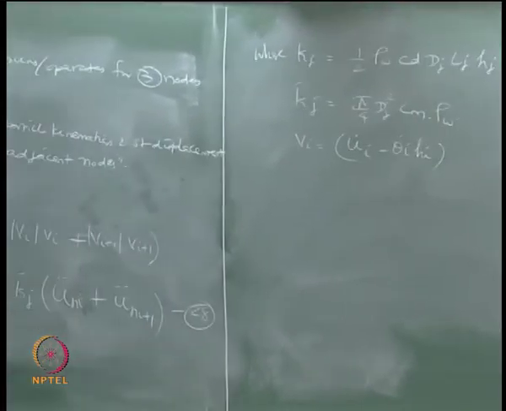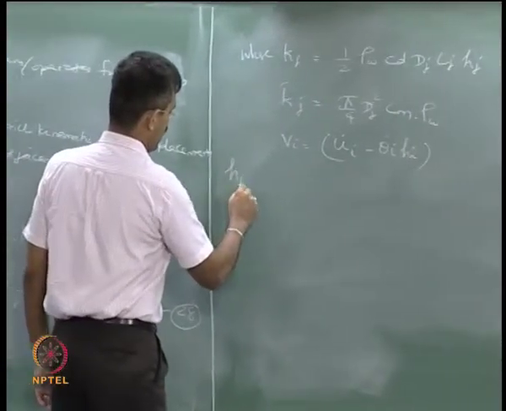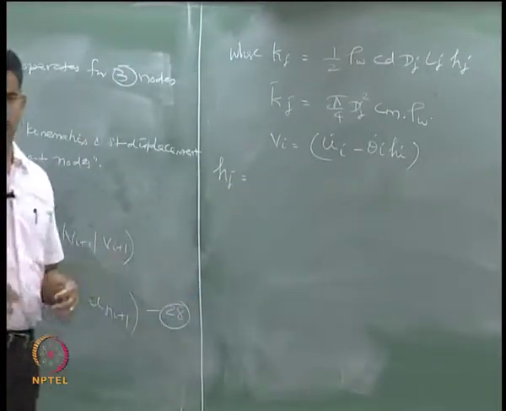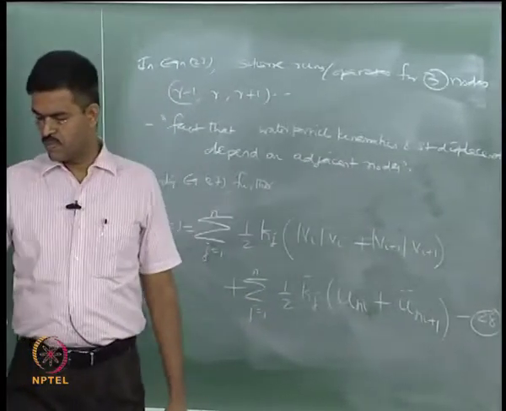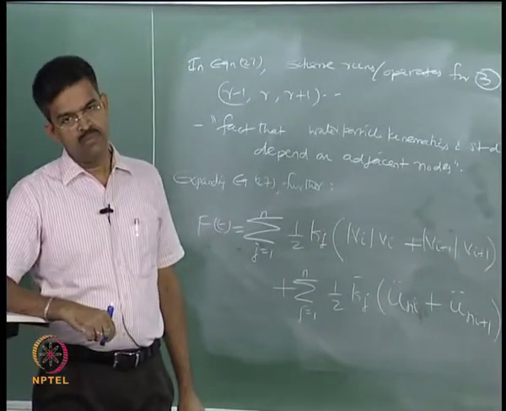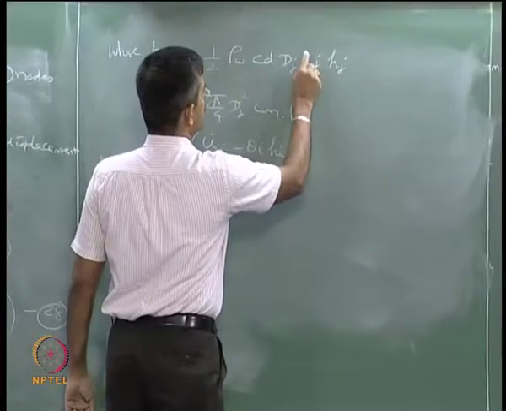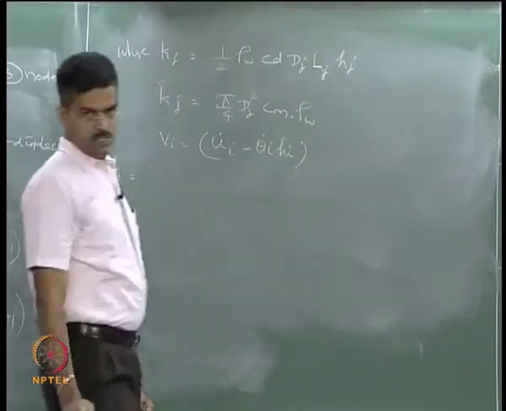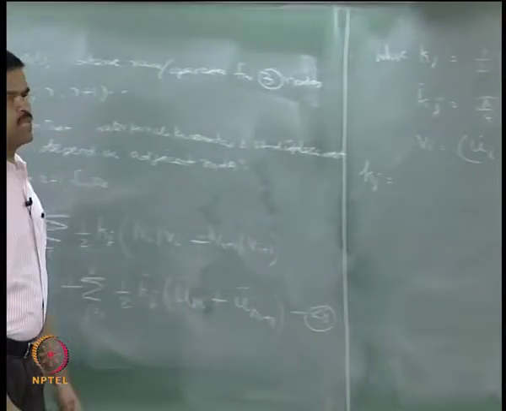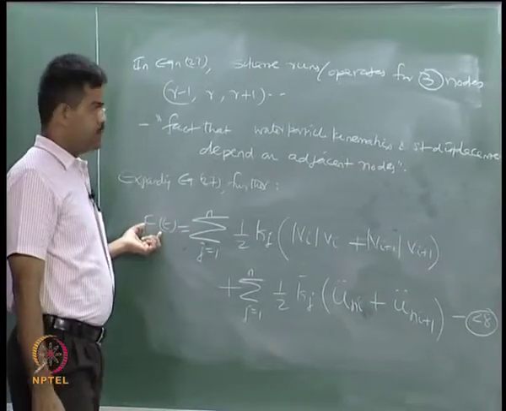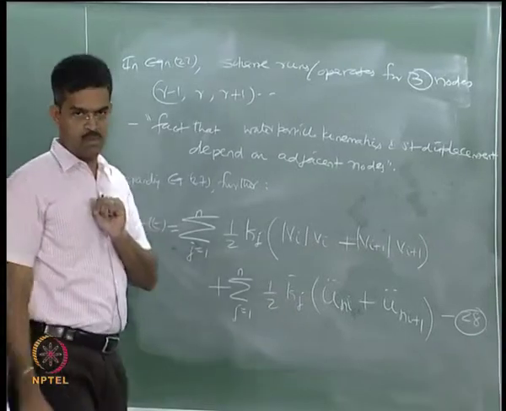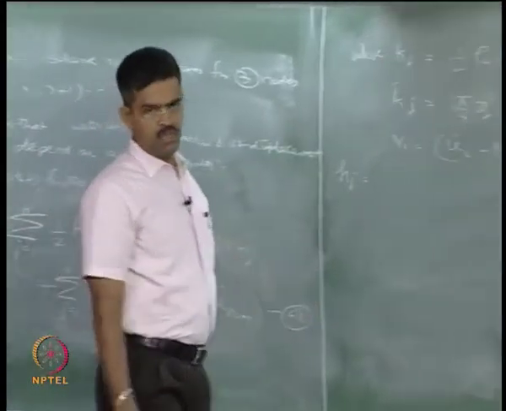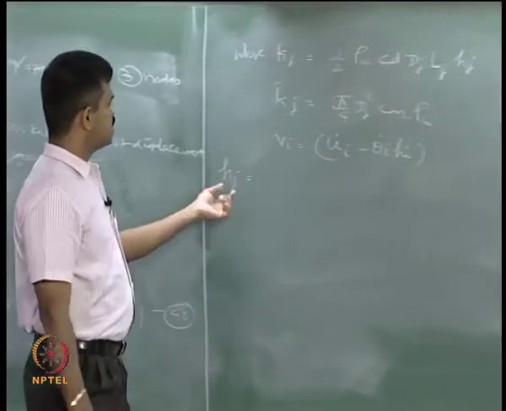Can you tell me what is h of j? Correct definition, anyone? What is h of j? This is not C, this is L. I rewrite it again here. This is L, the length of the member, and this is a subscript. Why am I multiplying with length? Because I am getting capital F of t. Small f of t was per unit length of the member, so I am multiplying this with L.